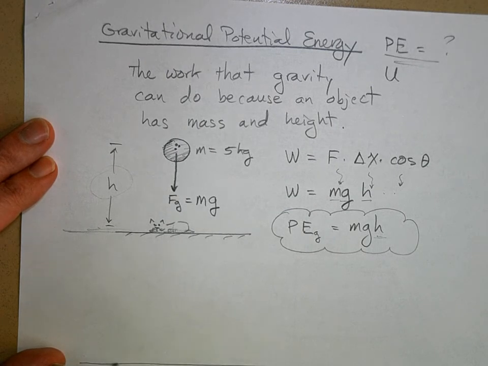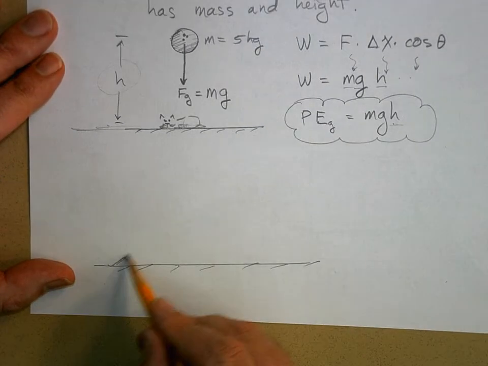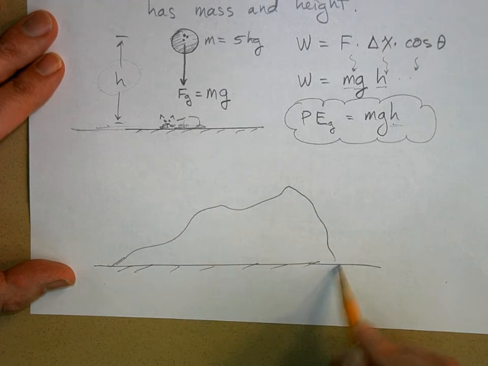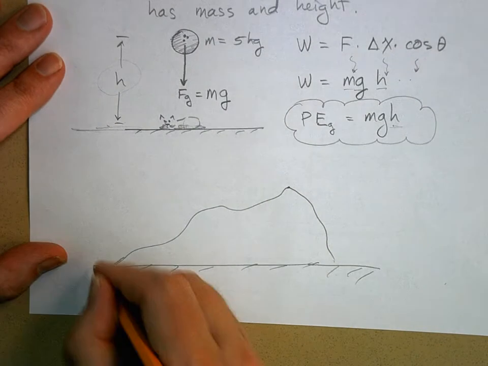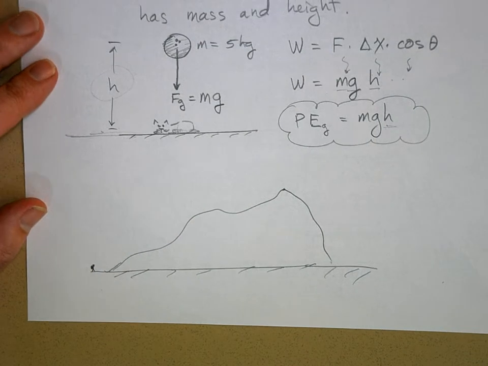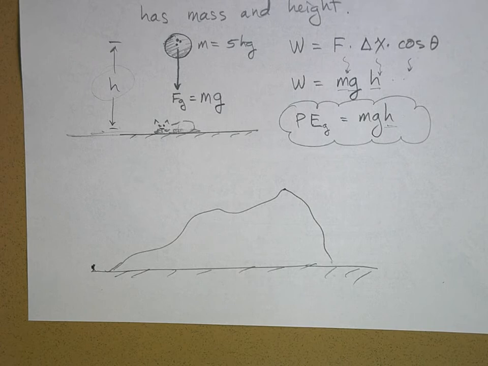So here's sea level, or maybe Mount Diablo or something. And here's some kind of mountain, and here's the peak. You're down here and you've got your backpack on, and you're ready to go. So you're going to have to do work to add altitude to yourself.